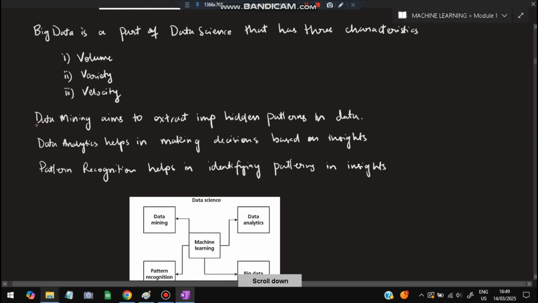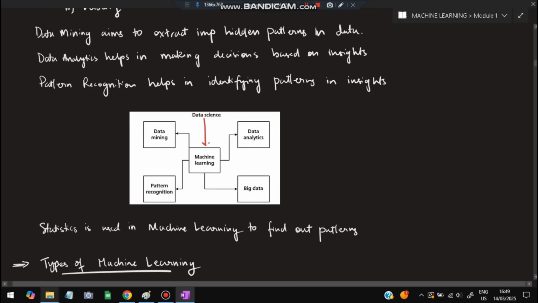Data mining means mining the data, extracting the information and hidden patterns from the data. If we analyze the data, it is called data analytics. And when we recognize the pattern, that is called pattern recognition. So basically inside data science we have machine learning. Machine learning has four things: data mining, data analytics, big data, and pattern recognition.